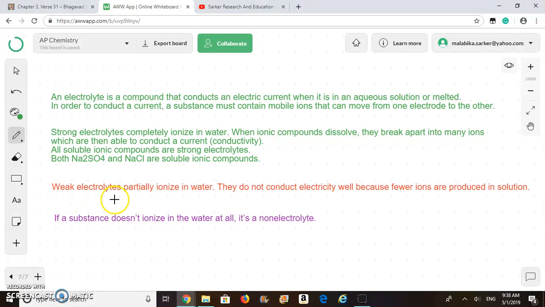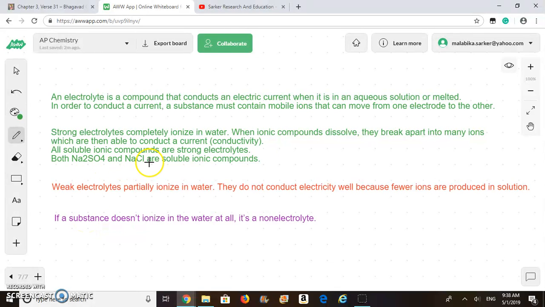What is a weak electrolyte? The weak electrolytes partially ionize in water. They do not conduct electricity well because fewer ions are produced in solution. All weak acids and weak bases are weak electrolytes. And there is also another category, which are non-electrolytes. If a substance does not ionize at all in water, it is a non-electrolyte. So if we are comparing the strong electrolyte and weak electrolyte, we can say that the strong electrolyte dissociates much more rapidly than weak electrolytes. And if you are comparing a weak electrolyte and a non-electrolyte, that statement could have been true.